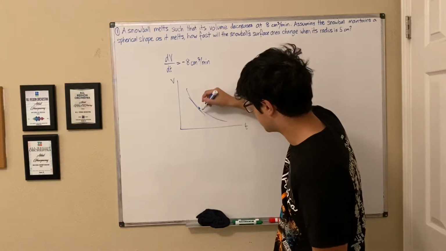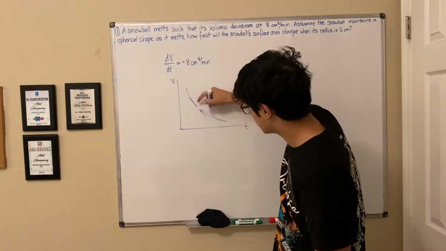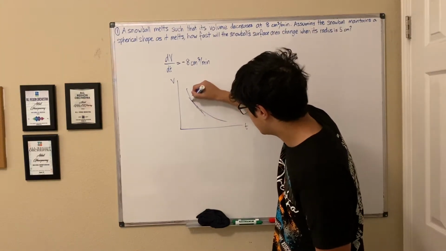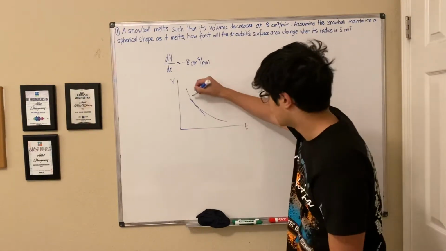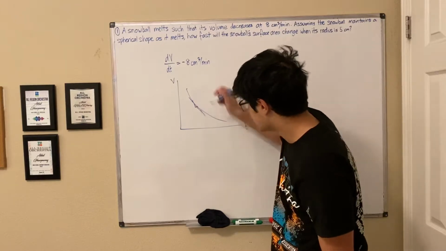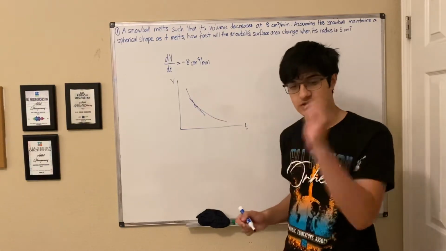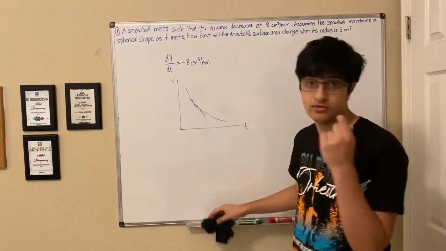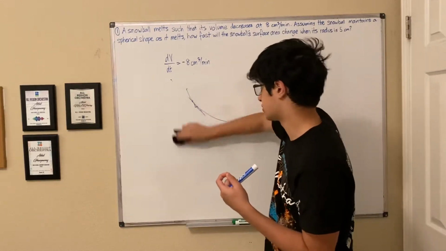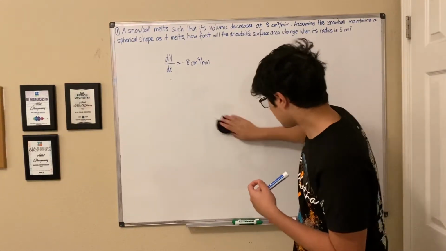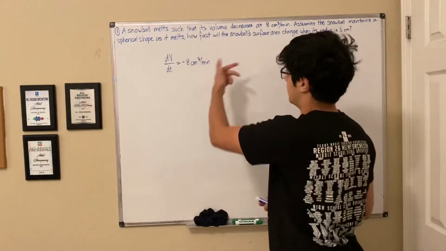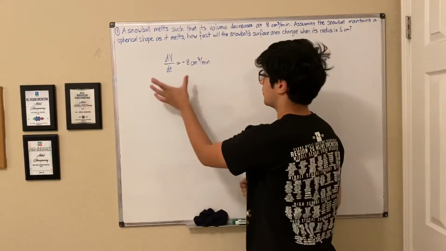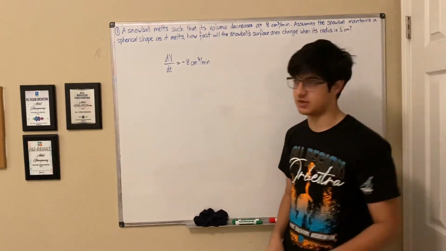Well, I mean, this tangent line works too. Just ignore this point right here. So, if you notice, this is a decreasing function. Its volume is decreasing. But if we look at this tangent line, the slope of the tangent line is negative. So, just by proof, the rate of change must be negative whenever some quantity is decreasing. So we have dV/dt equals negative 8 cubic centimeters per minute.